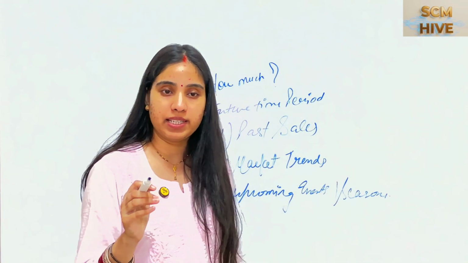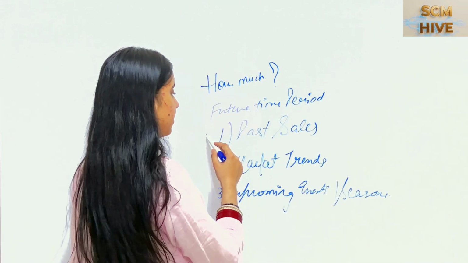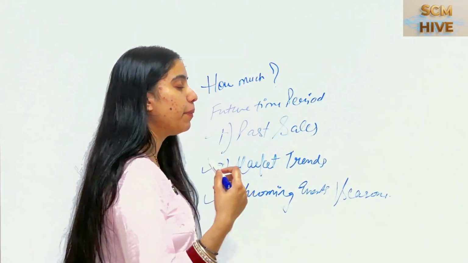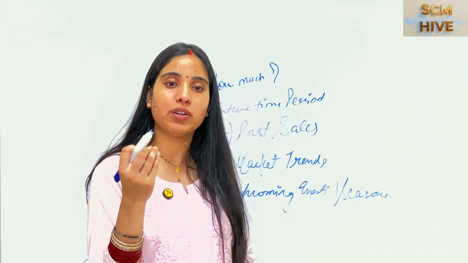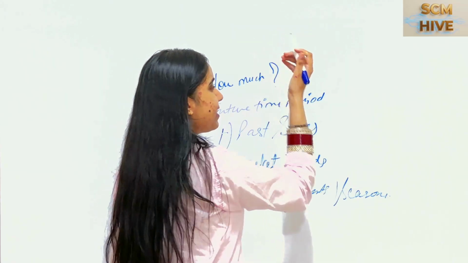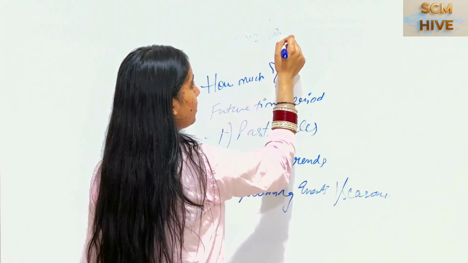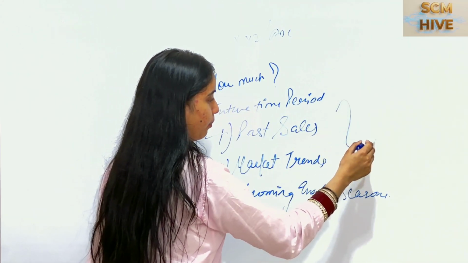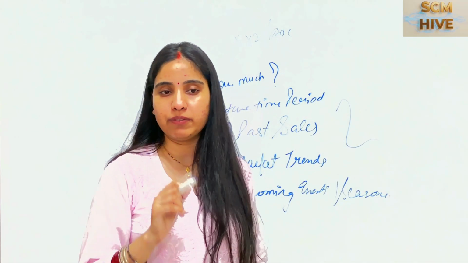So in demand forecasting, we are not guessing randomly. We are studying past sales, market trends, and upcoming events and seasons, and we use all these factors to build the best estimate, the best figure. Whatever number comes after analyzing all these 3 points, that is the best figure in terms of demand forecasting.